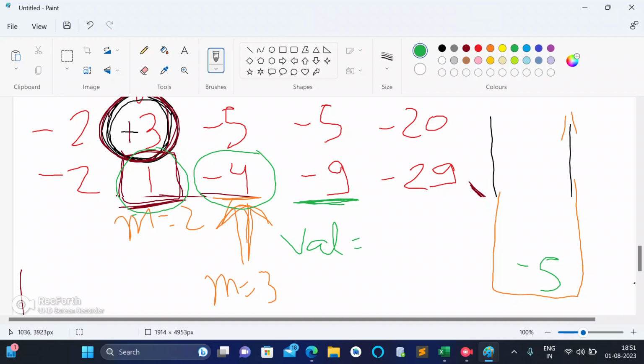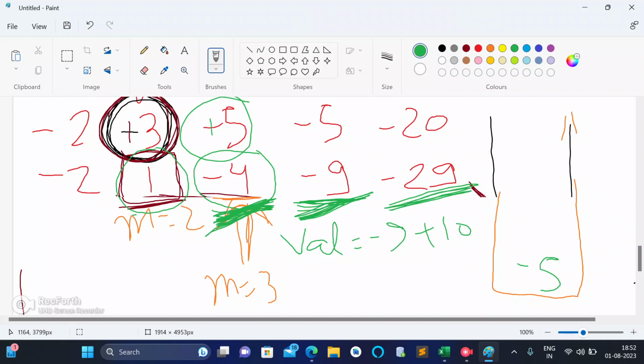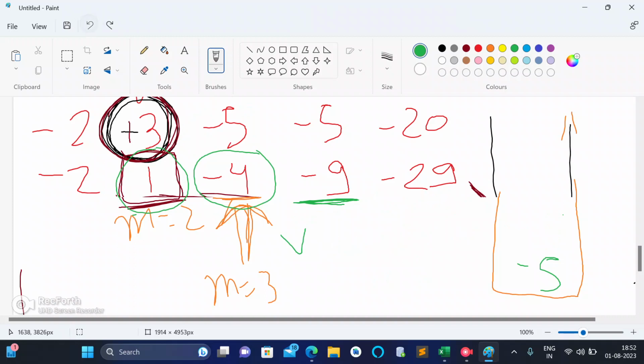Then when I move to -9, I will not compare -9 and 1. What I will do is, val is actually -9 plus 10. Why plus 10? Because this change of -5 to +5 is not only for -4, this change is for this also, for this also. So -9 plus 10 is 1. Is 1 smaller than 1? No, 1 is equal to 1. So I will not make any change here. I will just put -5 and not make any change.